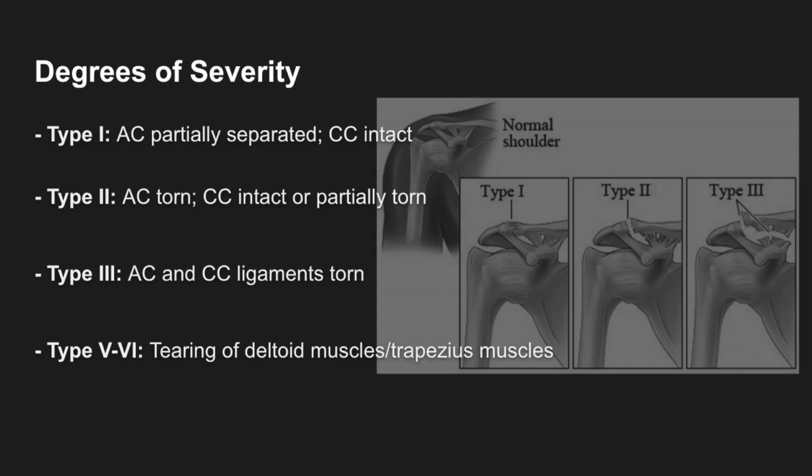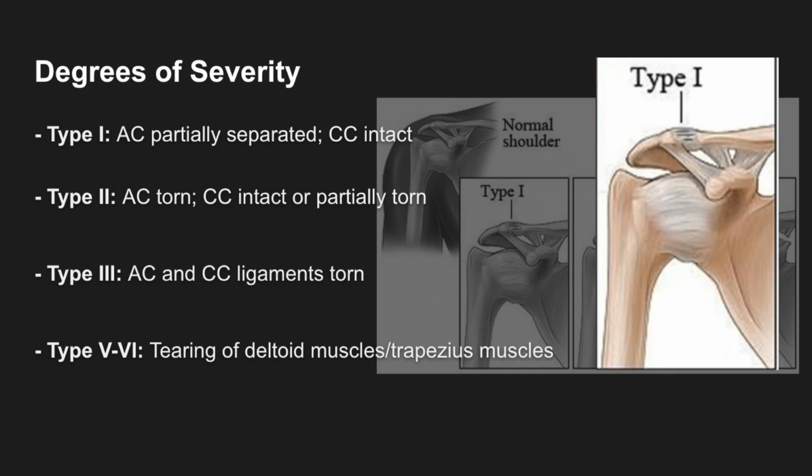These degrees, to be exact, consist of type 1, type 2, type 3, and types 4 through 6. Going into specifics, a type 1 shoulder separation is when the AC ligament is partially separated but the CC ligament stays intact. In this type, there is injury to the ligaments but no severe tearing or fracture, so it's more commonly referred to as a sprain.